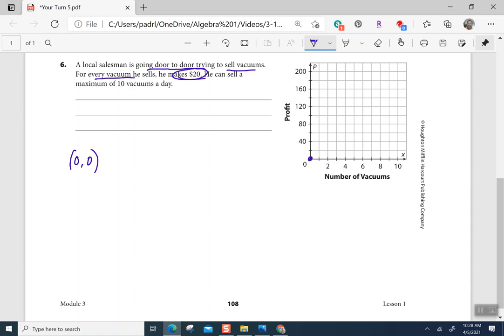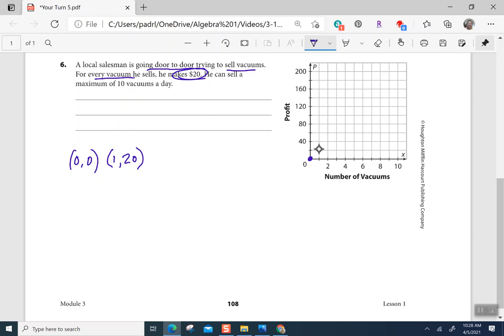Walks up to the next door, knocks on the door. Somebody answers. After a few minutes of talking, he makes a sale. So he went to one house, and they opened the door, and he made a sale. So how much money did he make? Made $20. Now he's got $20 in his pocket as he's walking up to the third door. So let's go at 1.